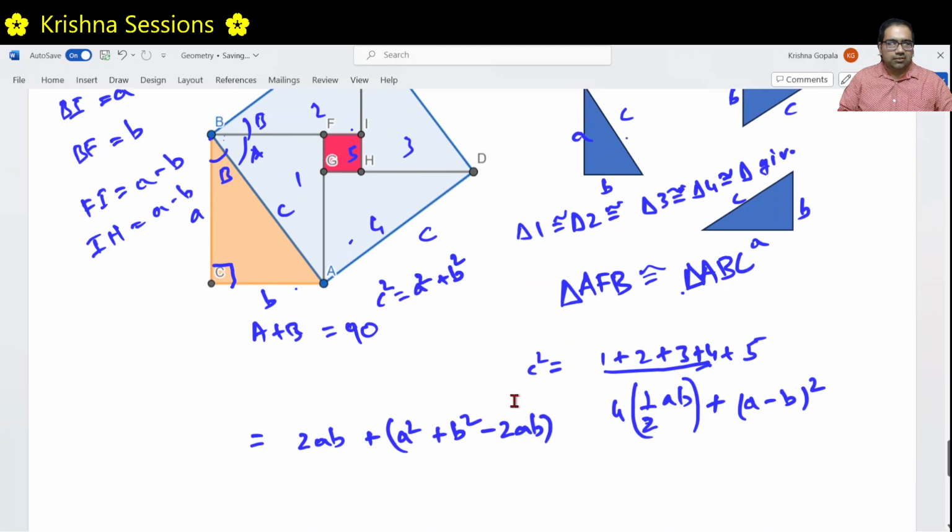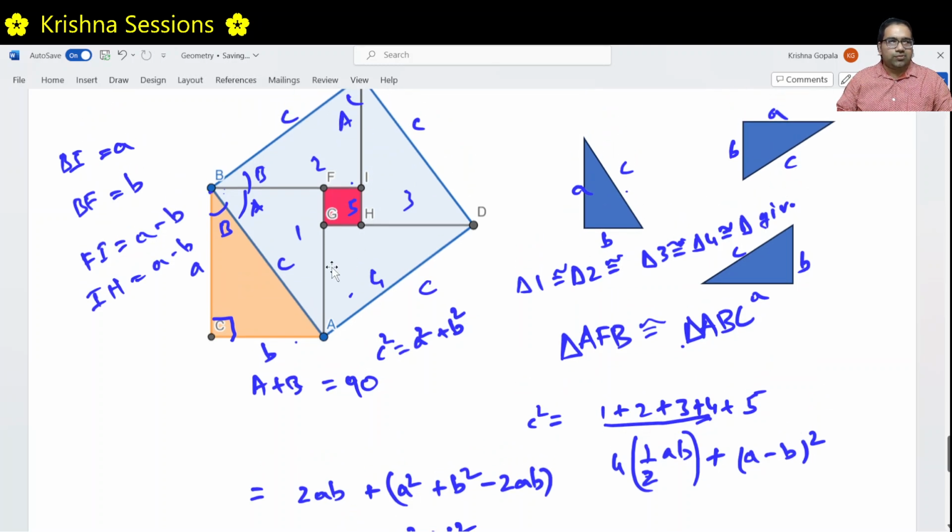What does that mean? This 2AB, this 2AB will get cancelled. A square plus B square. What is this? This is equal to this C square. C square is the original area, right? The area of the square is equal to the area of four triangles. All four triangles are the same and equal to our original triangle, plus a small square.